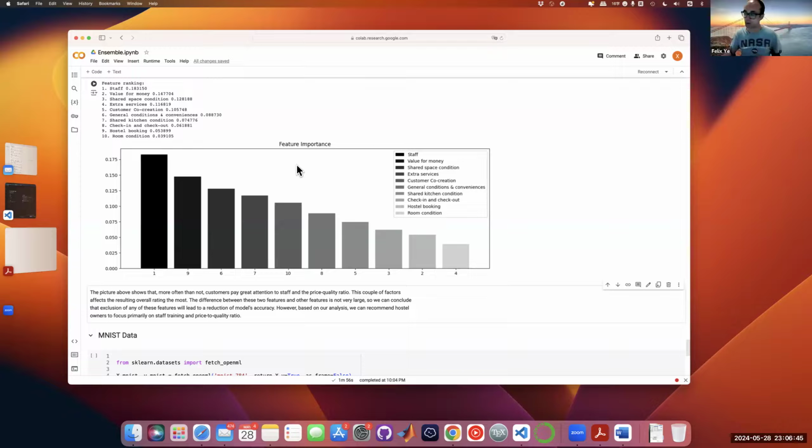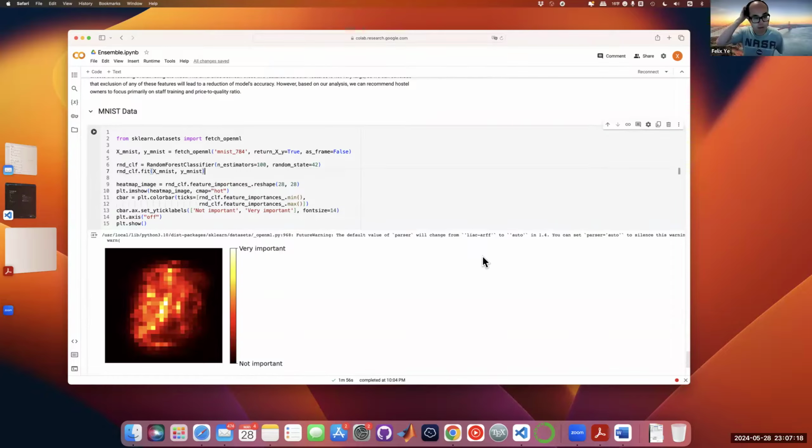But of course, even though we want to use all 10 different features to make the models, that will be a much more detailed analysis. This feature importance just gives you a very quick and crude analysis of which features are the most important ones that you should focus on.